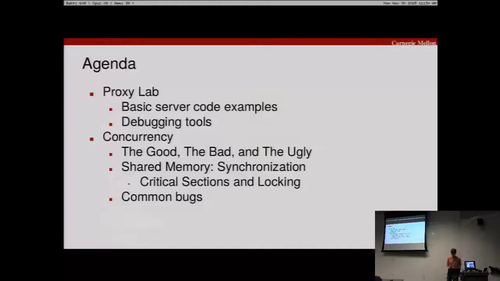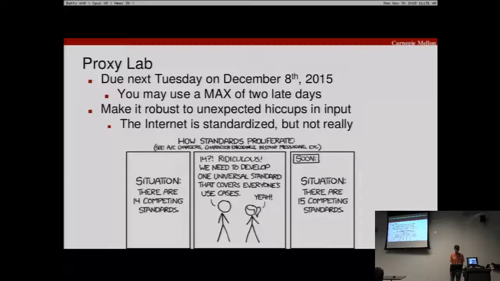If you haven't started yet, that's okay because you were on break, but you should get started soon so that you have time to do it. So we're going to talk about proxy lab, a recap of some of the code samples that we've given you and what to look out for in those that are relevant to your proxy lab, some debugging tools that'll help you, and then we'll talk about concurrency with respect to threading. We've already talked about concurrency with processes, so now we're just extending that discussion.